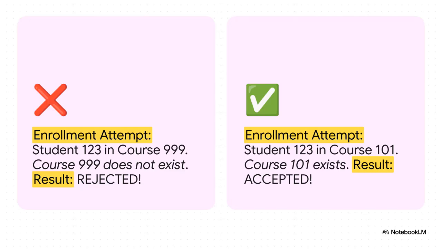What this system of keys lets the DBMS do is pretty amazing. It's called enforcing referential integrity. All that means is the database checks the links for you. If you try to enroll a student in a course ID that doesn't actually exist in the course table, the DBMS just rejects it. It automatically stops you from making data entry errors. It's like having a built-in fact checker.